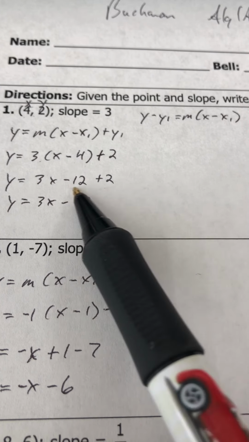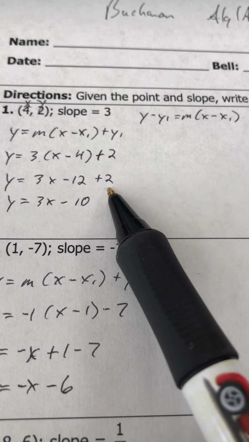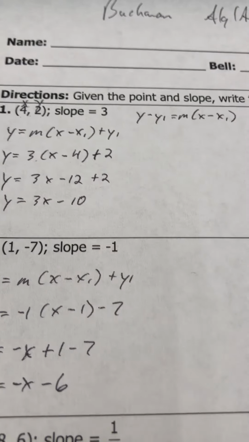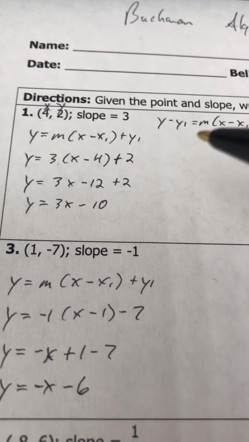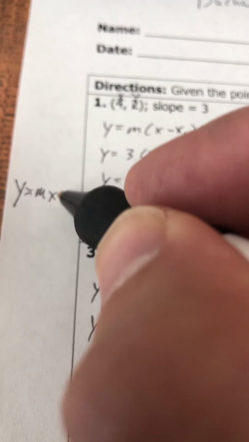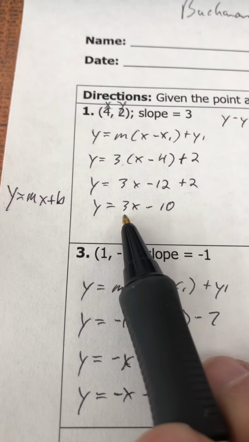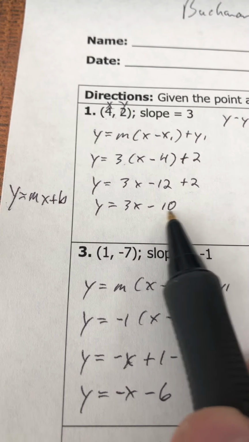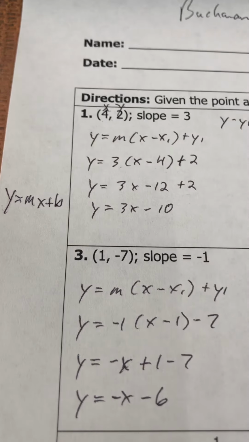The only two things I can combine here is the negative 12 and the 2, and that becomes negative 10. I bring everything else down, and there is my slope-intercept form. There's my y equals mx plus b. Remember, it has to look like y equals mx plus b. There's my m, my slope, and there's my b, my y-intercept. I could actually graph this right now.